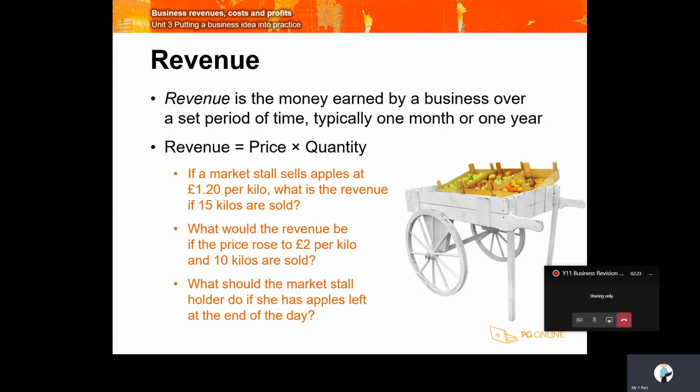Quick little recap. Revenue is basically the money earned by a business over a set period of time. Revenue is not necessarily profit. Revenue is basically the money coming into the business, normally over a set period of time, so it could be a month or a year. How it's calculated is price times quantity. Price being the price of each particular unit of an item or maybe a service, and quantity is the quantity sold.